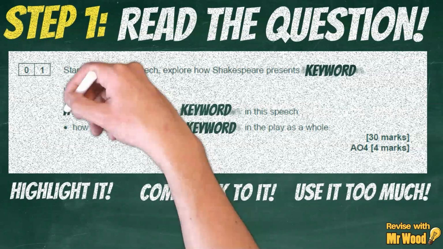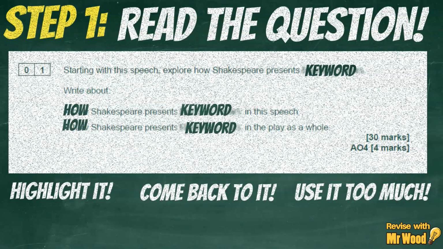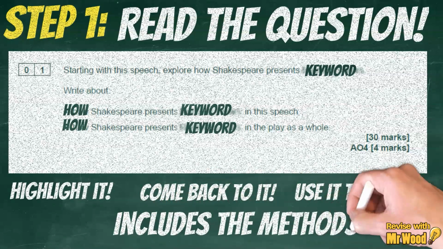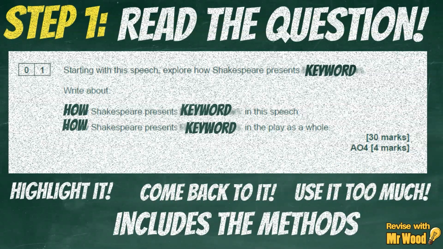The question always has a how element to it. That might be explore how Shakespeare presents a theme, a character, or a relationship, or it might also be explore how far you agree that Shakespeare presents such and such. Exploring how means methods, so you need to talk about methods. You're going to talk explicitly about methods, and this is often the weakest bit in many students' essays.